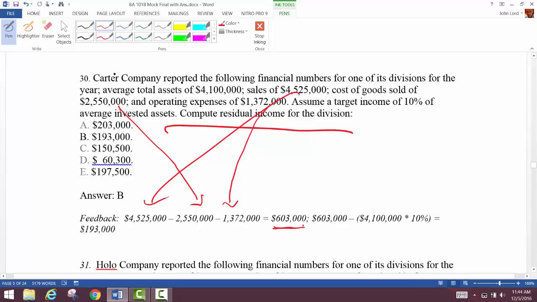And then we set up sort of that hurdle, which is going to be our return on our assets, which is our total assets of 4,100 times the 10%, basically the target income that they're looking for. And so our what? 603,000 minus 10% of 4,100 gives us the 193,000. Okay.